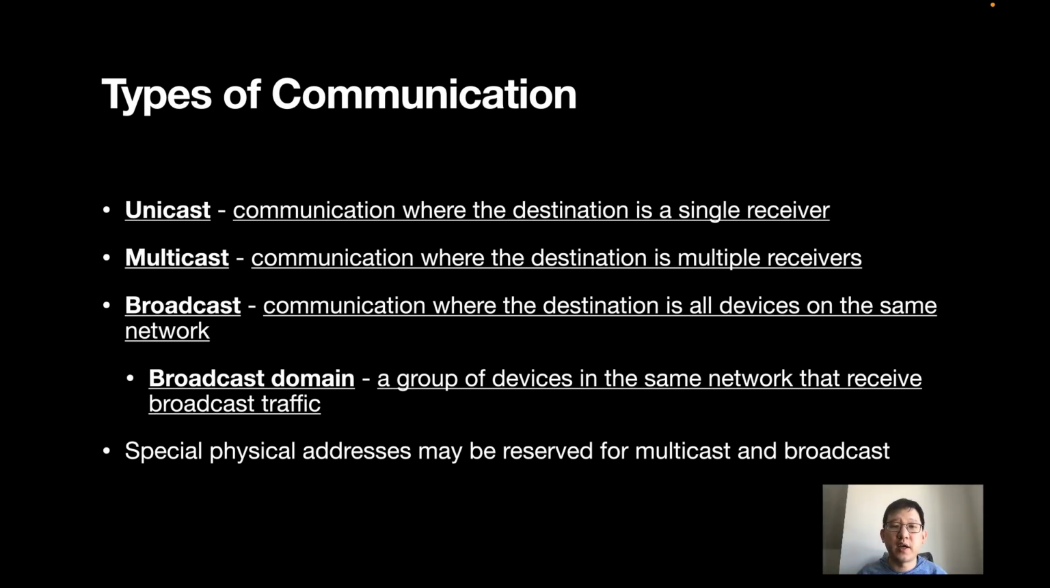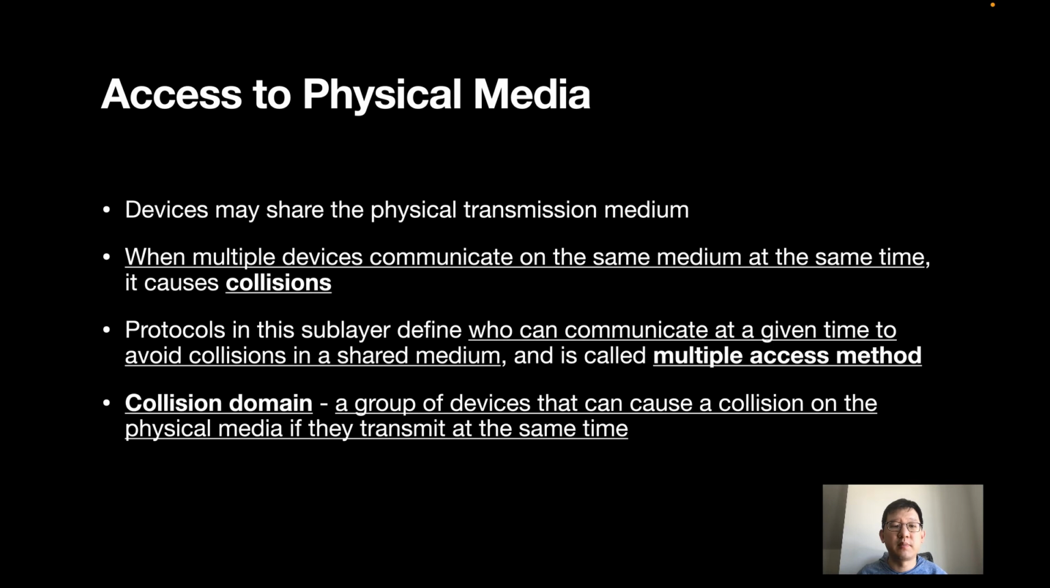In order to communicate, you need access to the physical medium, and depending on the network, devices may share the same physical transmission medium. When multiple devices communicate on the same medium at the same time, it causes collisions. And protocols in the MAC sublayer define who can communicate at a given time in order to avoid collisions in a shared medium. And that is called the multiple access method. And a collision domain is a group of devices that cause a collision on the physical media if they transmit at the same time.